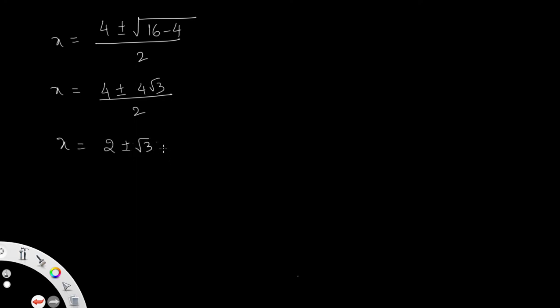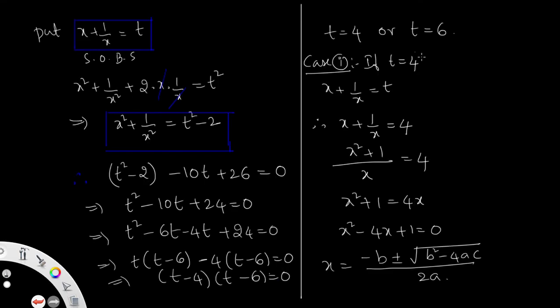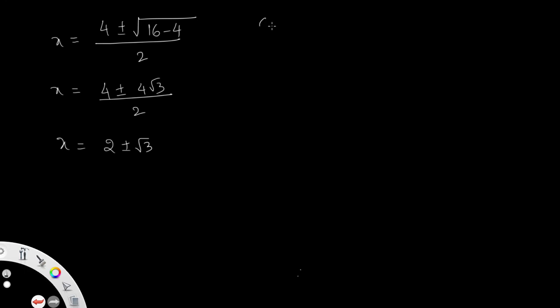And by using the second case, case 2, we can also get the roots. Whatever the value we have, 6 is there. If t equal to 4 and t equal to 6, then by case 1 you can get x for t equal to 4, and in the same way you can get x for t equal to 6, that is case 2. So if t equal to 6.